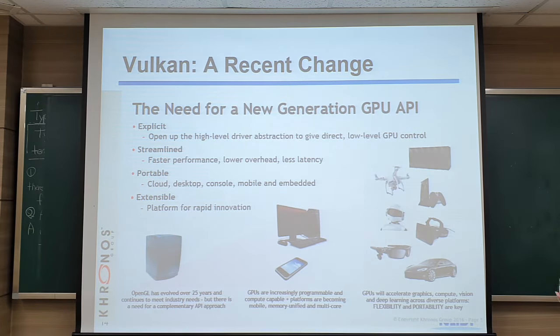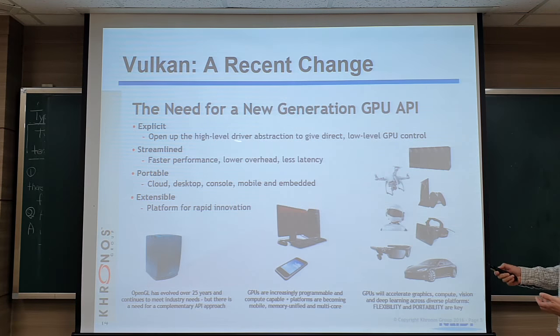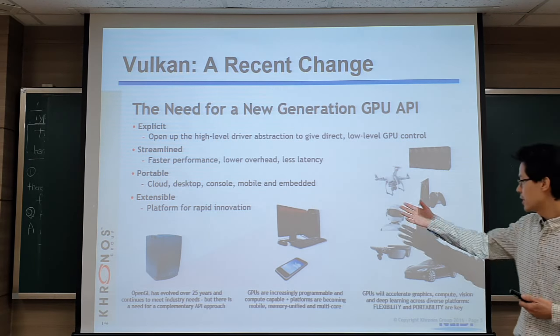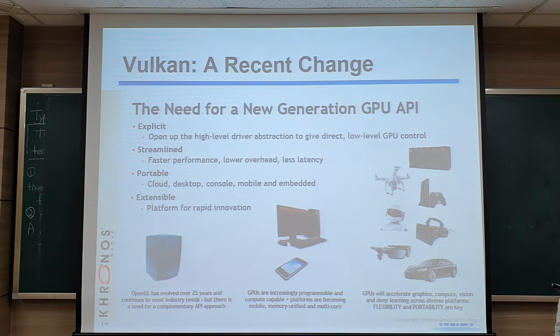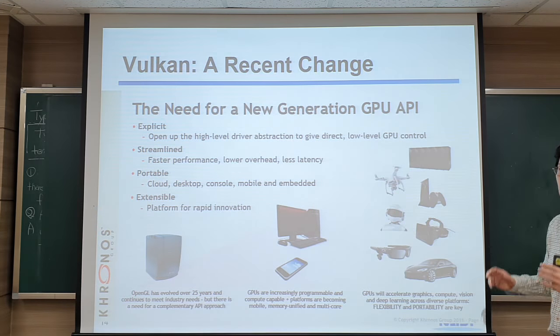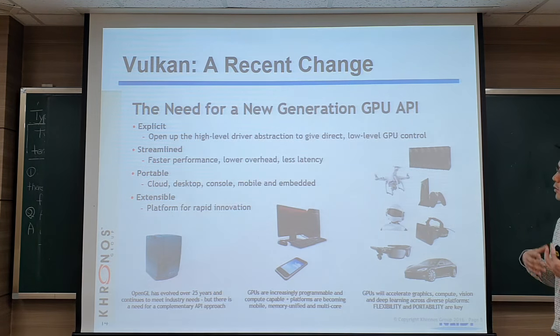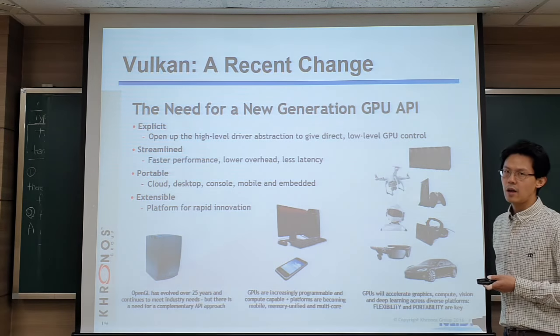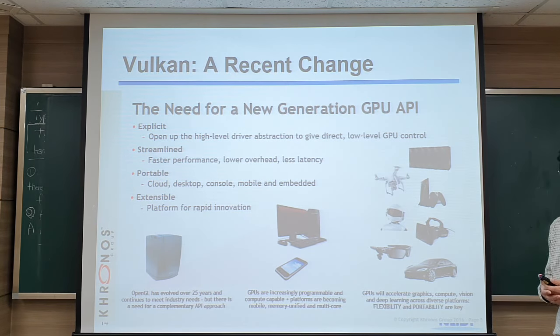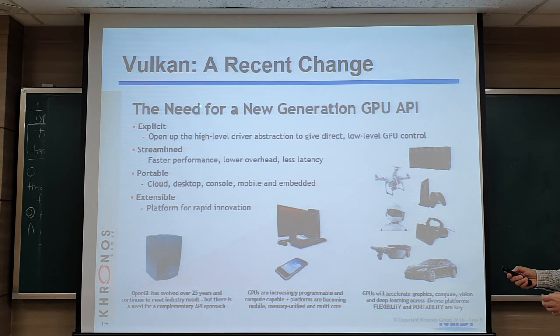One of the recent changes in computer graphics is the Vulkan library. As you can see, there are many different devices like PCs and mobile phones, and also many other recent devices. So we wanted a new library so that once you program it, you can use that program across all these different devices with very fast performance. That's the main need for Vulkan.